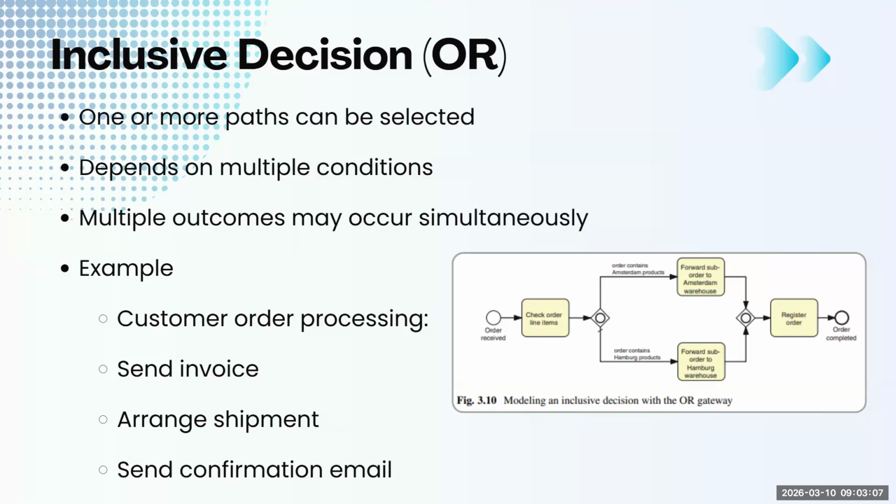For example, in the order processing example shown here, a system checks the order line items. If the order contains products from multiple warehouses, the system may forward sub orders to both warehouses at the same time. This means multiple paths can occur depending on the conditions. The OR gateway is useful when several actions may need to happen depending on the business rules.